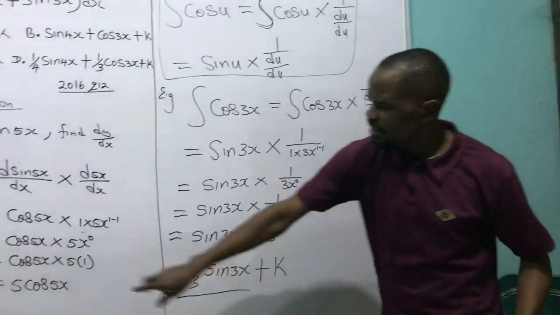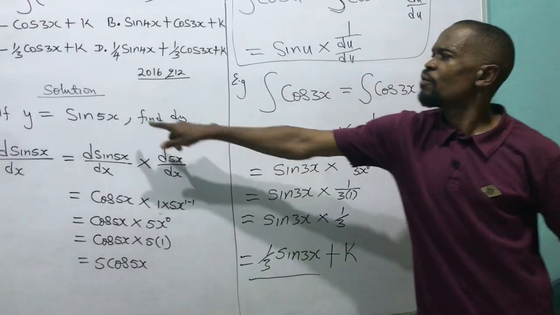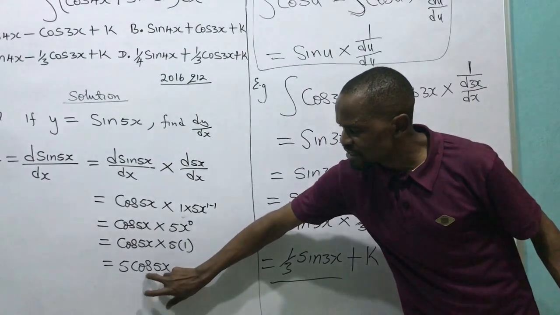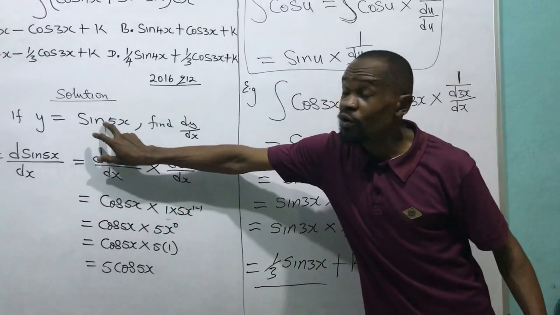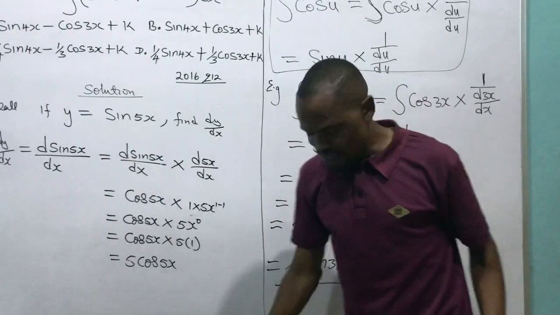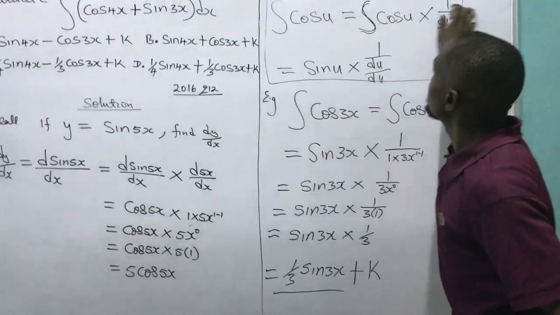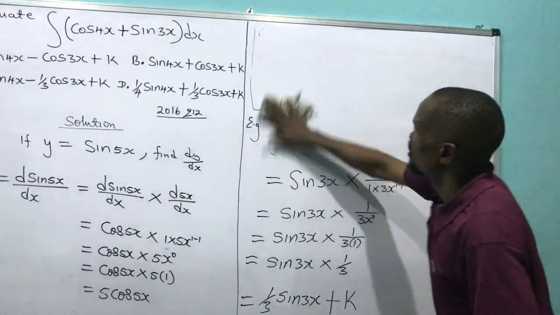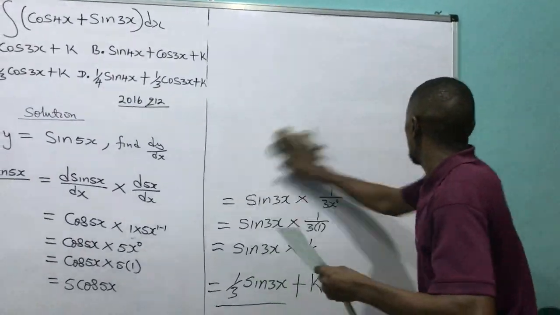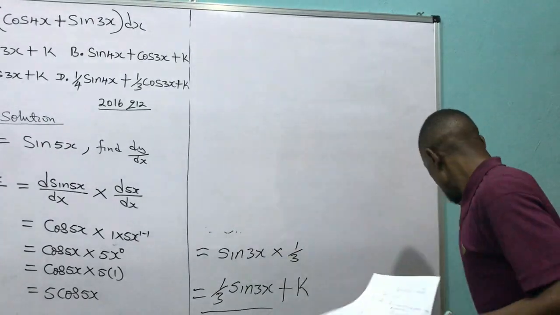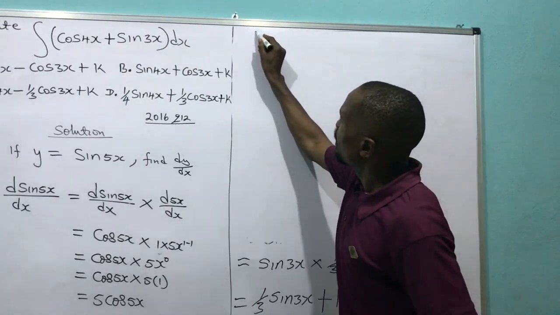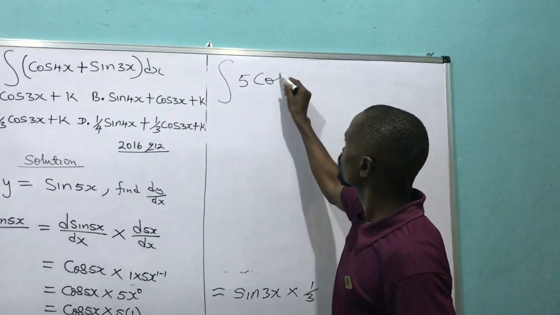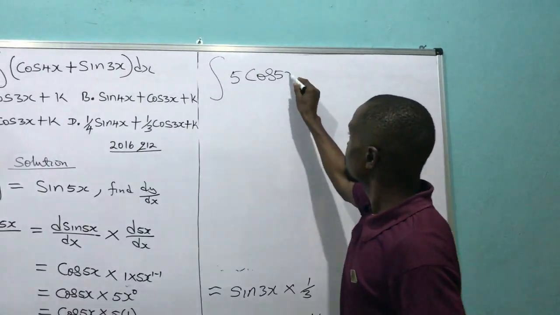Okay, let's integrate this. Let me know whether we will get back this. Let us integrate this answer we get here and see whether we get this back. Can we clean this now? I can clean this place. Let's integrate it. So watch what I'm going to do now. They said I should integrate 5 cos 5x. That's what they said.